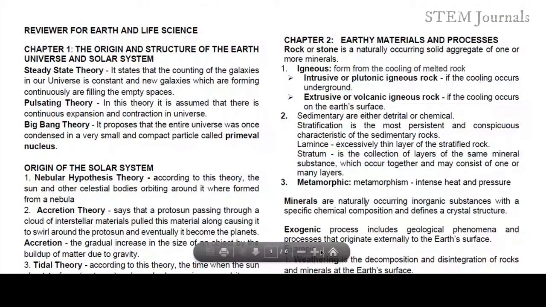That is the reason why, for example, 4.5 billion years ago the universe had this kind of mass, and until today that mass of the universe is still constant. That is because of the continuous filling of empty spaces and creation of galaxies. Next is the pulsating theory. It is the theory that assumes there is a continuous expansion and contraction in the universe itself. This is plain and simple with regards to the pulsating theory.